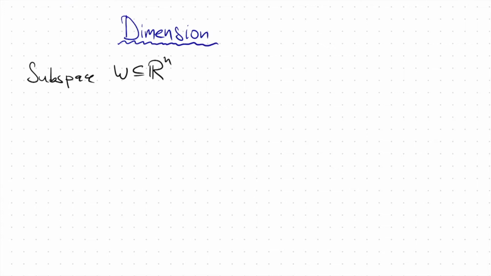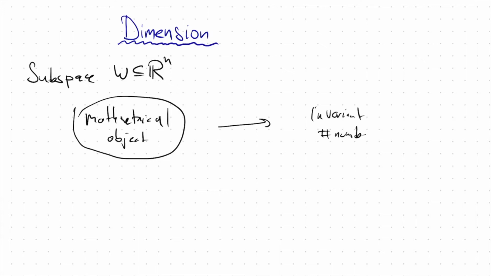So we know if we have two different subspaces, for example, and they have a different label, a different invariant, then they are different. The easiest notion of an invariant is just a number. So we have a mathematical object and we associate to it an invariant, for example, a number. And for subspaces, this invariant we will consider is called the dimension. So let's consider an example.